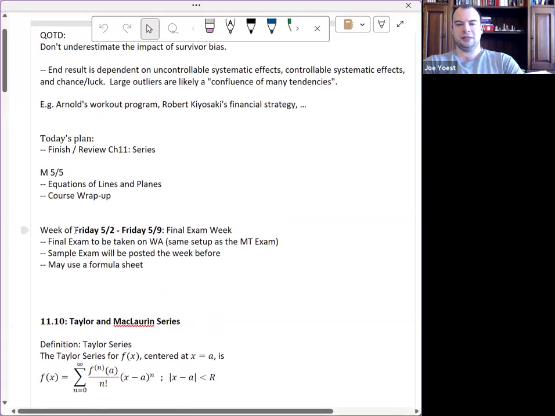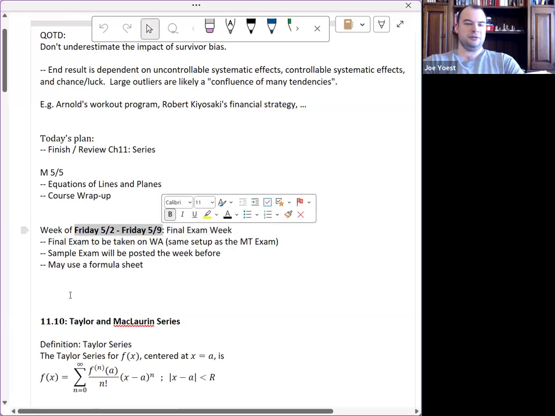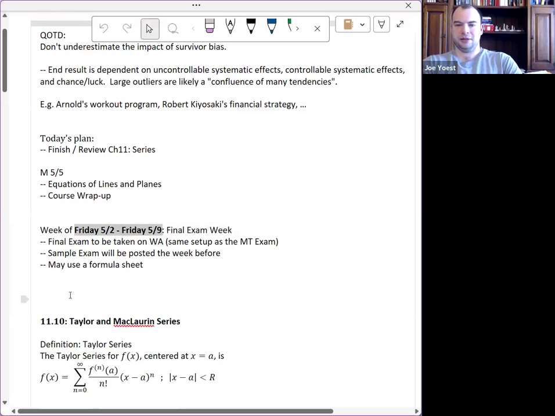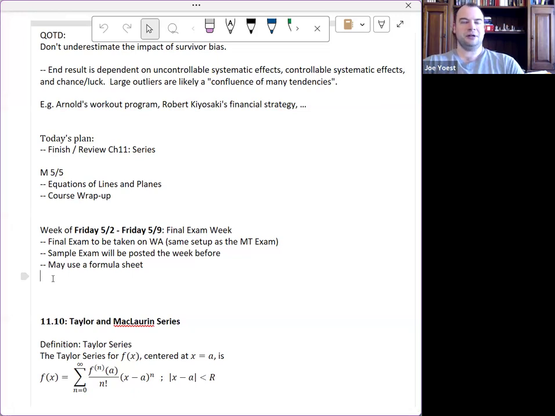So that's the week of Friday the 2nd through Friday the 9th. I do strongly recommend planning to take the exam Wednesday night at the latest. That way, if anything does happen, if there is a tech issue or a power outage, like we've seen last night and today, that can cause some problems, then that gives you some buffer to work around that stuff and to reach out to me to get any tech issues sorted out.